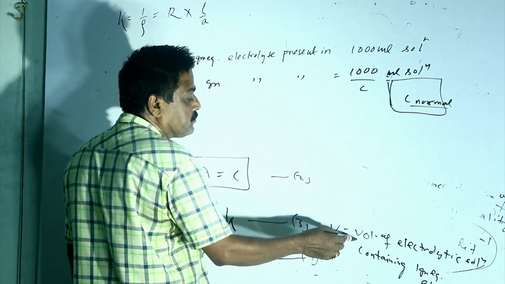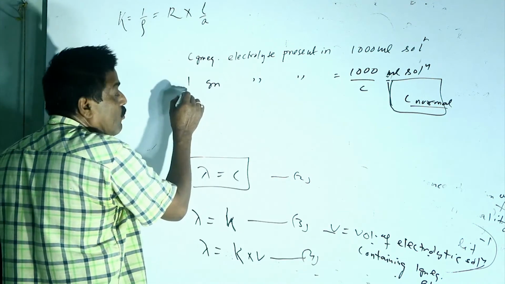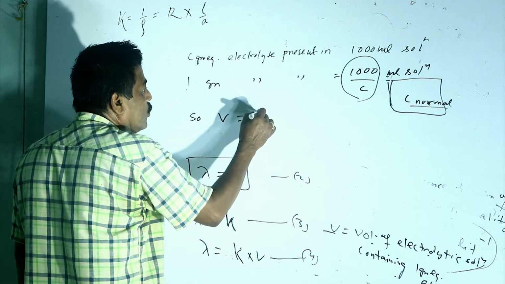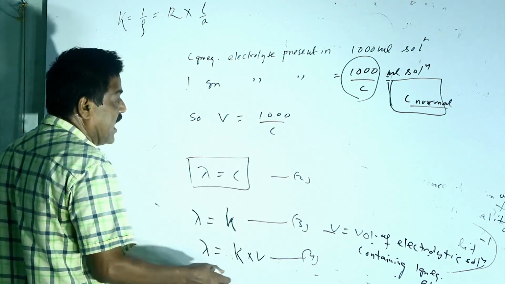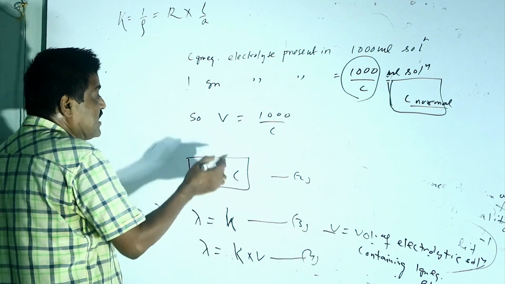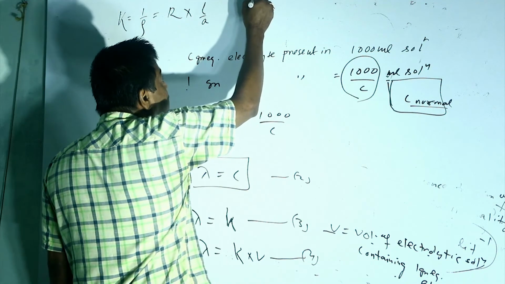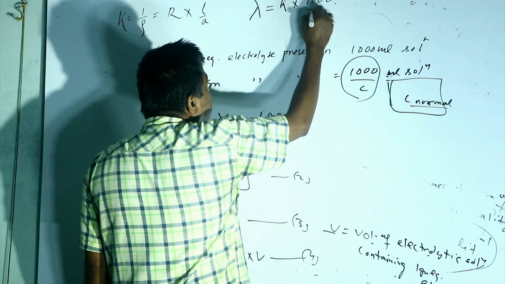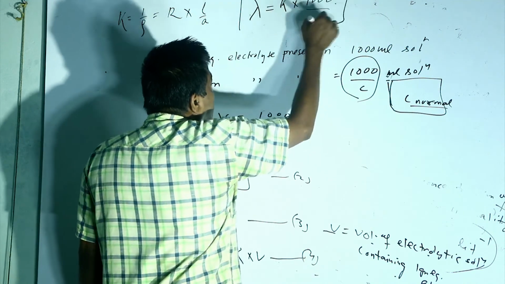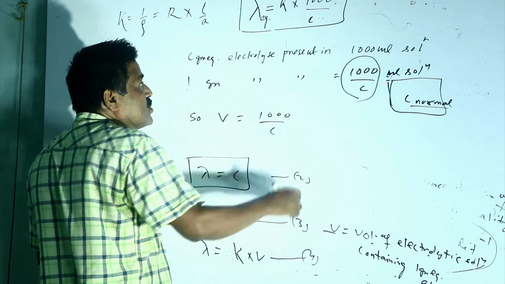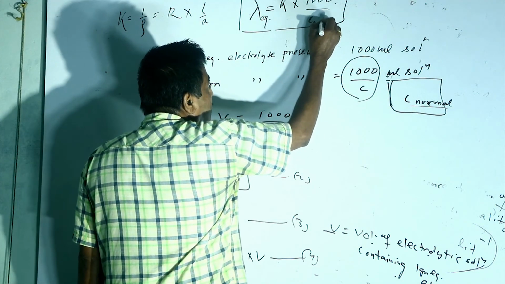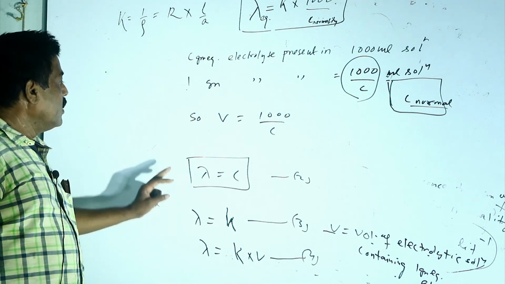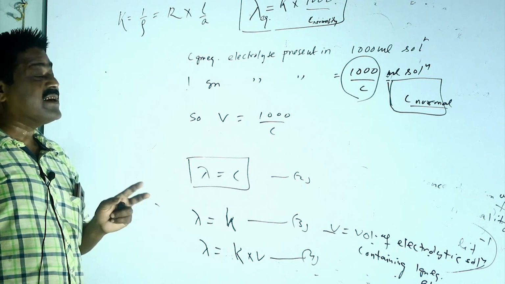Now V is the volume containing 1 gram equivalent electrolyte. Here 1 gram equivalent electrolyte has the volume 1000 by C. So V is equal to 1000 by C. Replacing the term V by 1000 by C, you can easily get the relation lambda is equal to kappa into 1000 by C. Because it is the equivalent conductance, the concentration will be in normality, C normality. This is the relation between equivalent conductance and specific conductance.